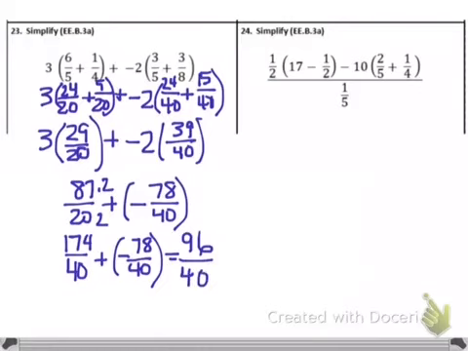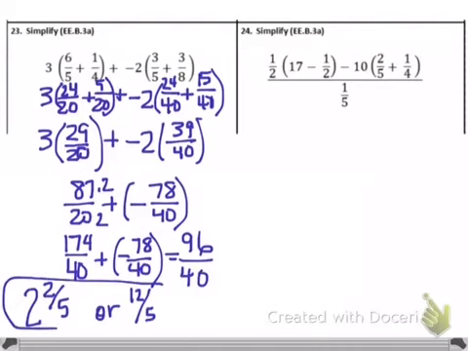At this point, you do need to reduce or transform it into its lowest terms, an equivalent fraction, of course, that's in lowest terms. So when you work all that out, if you want to use the mixed number, you're going to have 2 and 2/5, or you could write it as 12/5. Either one of those would be acceptable. So now let's take a look at number 24.